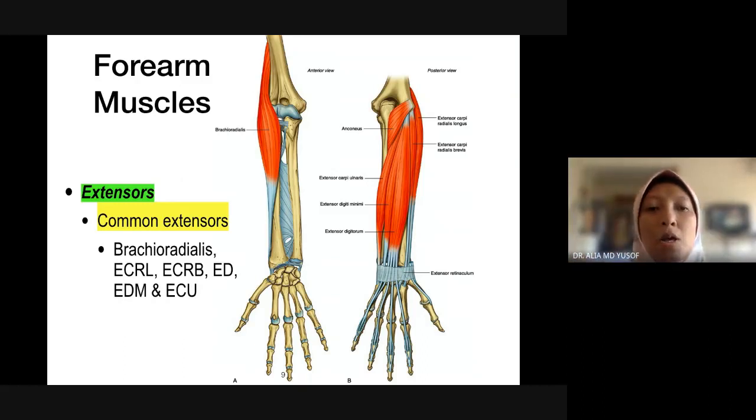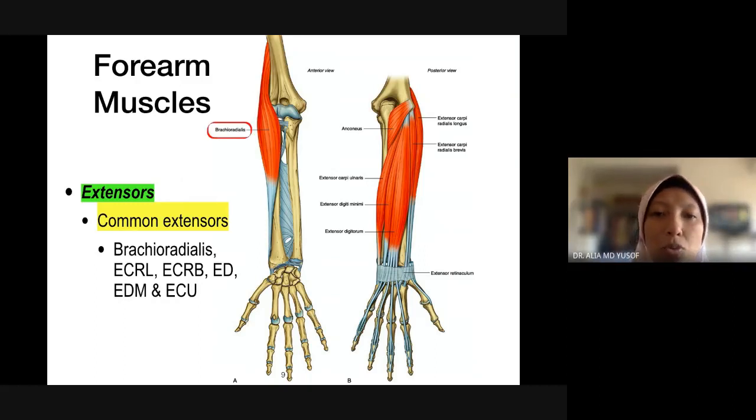Okay. So common extensors, they share the same characteristic. That is, number one, they originate from the lateral epicondyle of humerus, and they perform the same action, that is to extend the wrist. Okay, what are the muscles? Sama kalau common flexor ada 5, common extensor juga ada 5.